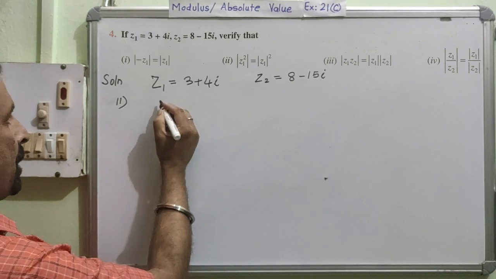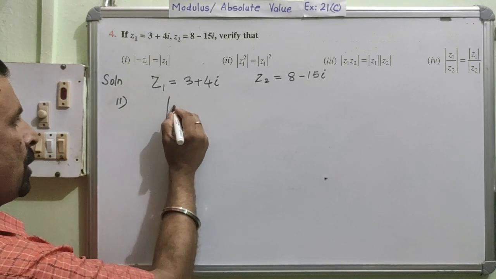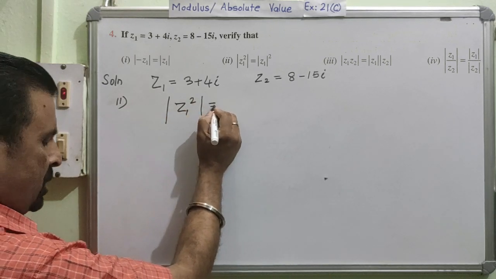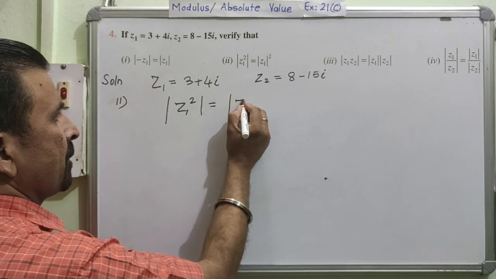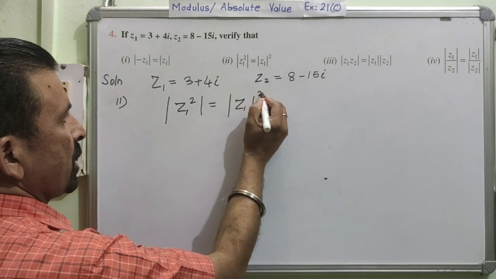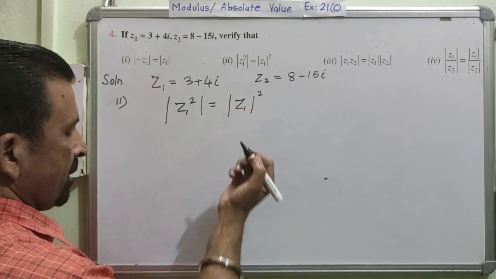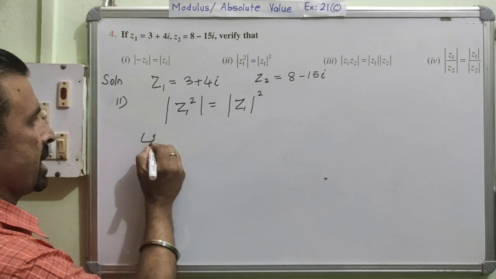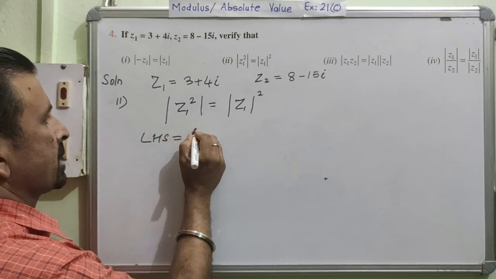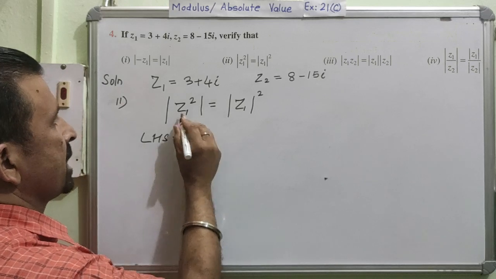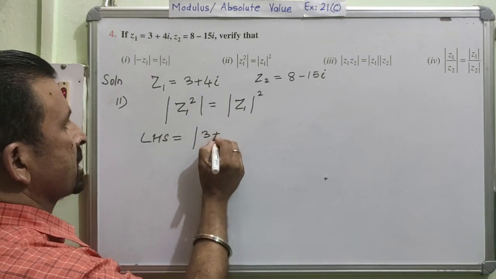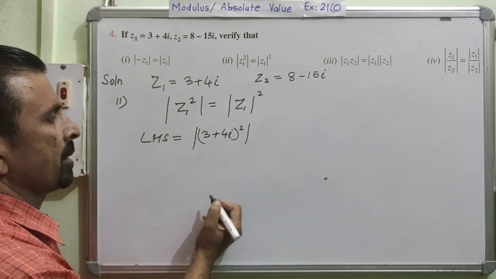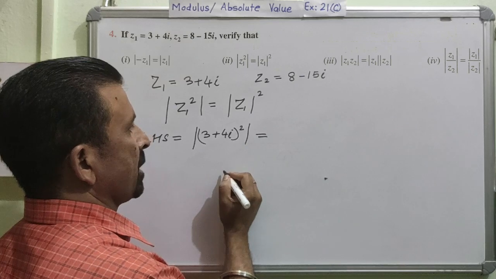The statement is: prove that the modulus of the square of Z1 is equal to the square of the modulus of Z1. Clear? So let us once again find the value of the left hand side and right hand side. LHS we can calculate. This is the modulus of Z1 square. Z1 is 3 plus 4i, and then the square of it. Clear? Now let us simplify first of all the bracket.